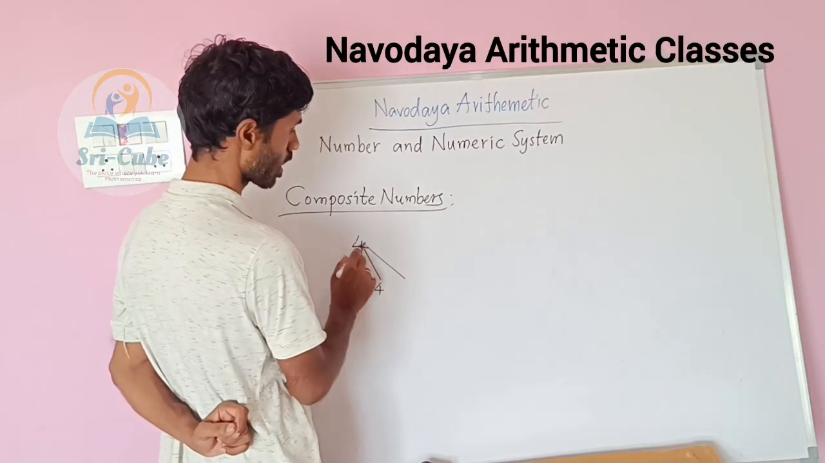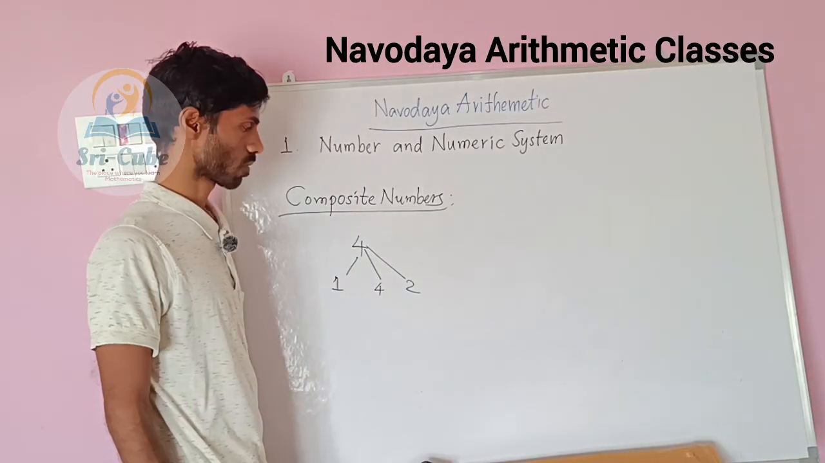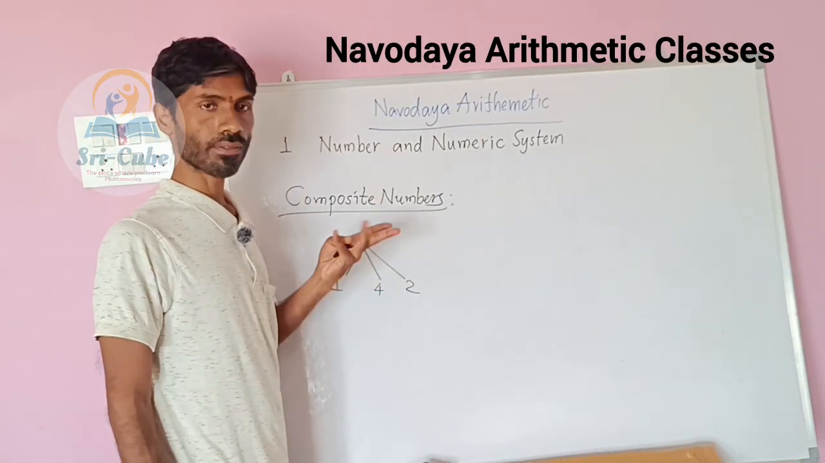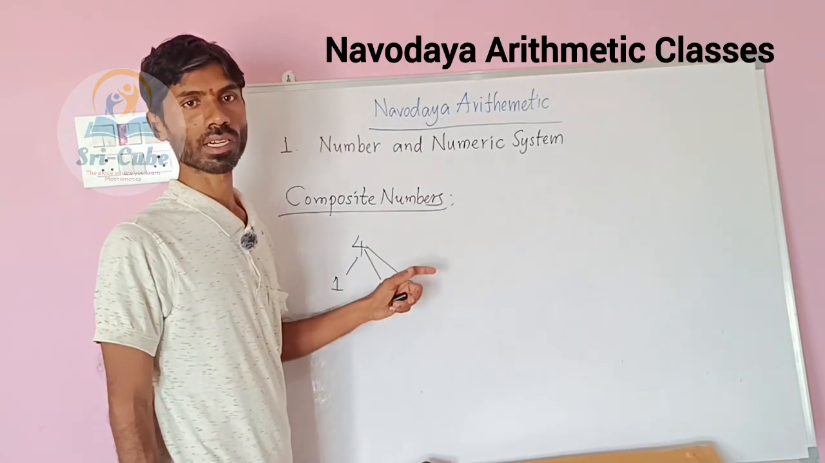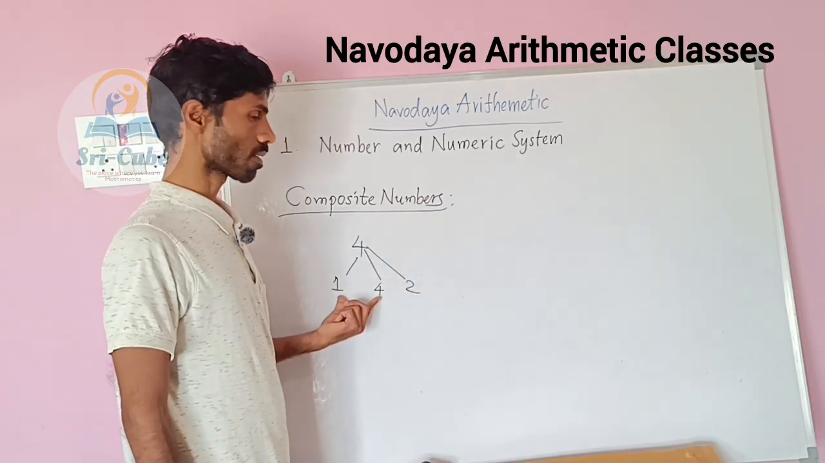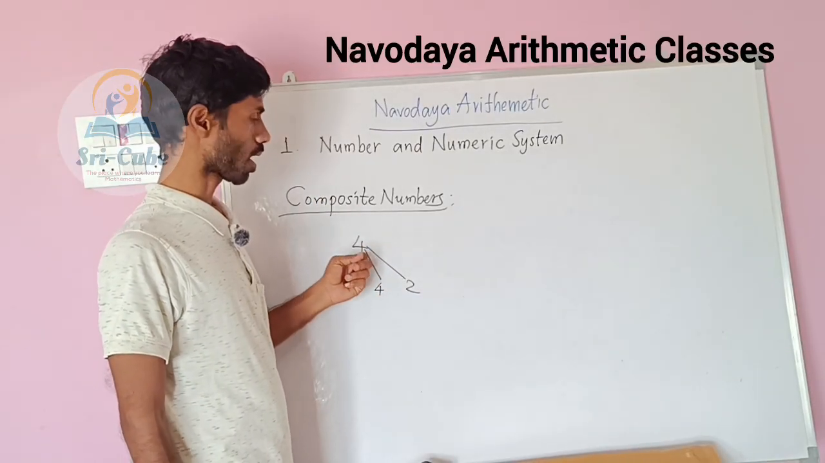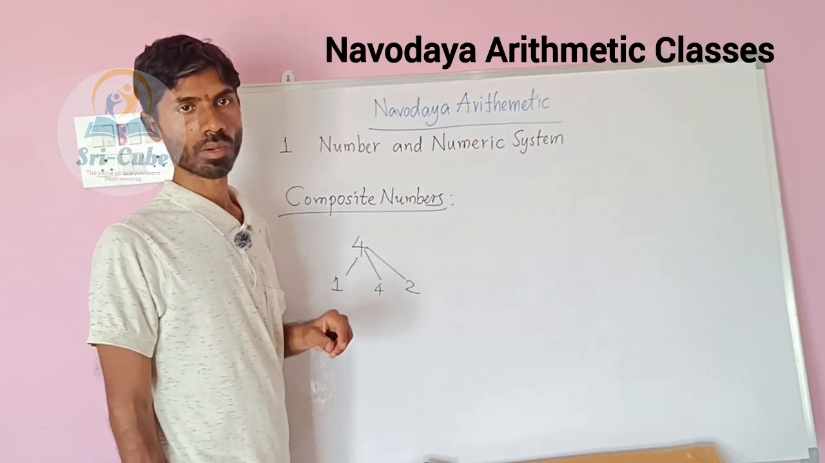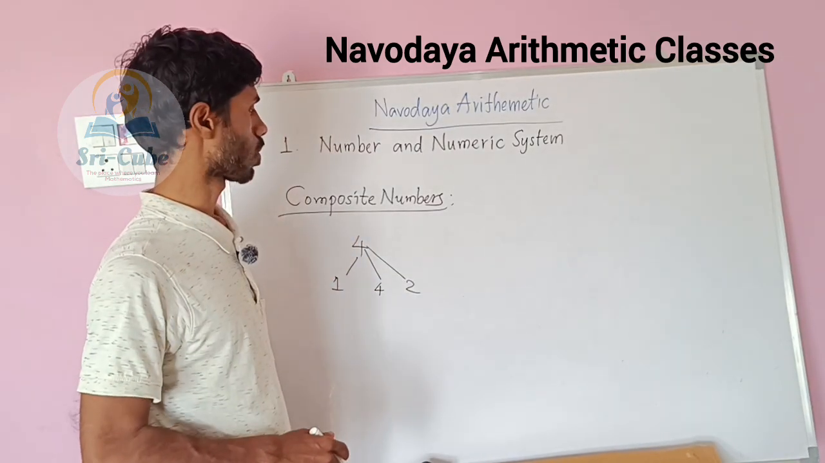Next, it has another factor, 2. 2 is a factor of 4. So this number has 3 factors. It has more than 2 factors. So it fails to be a prime number. So it is against prime number. So it is a composite number. A number having more than 2 factors is called a composite number.